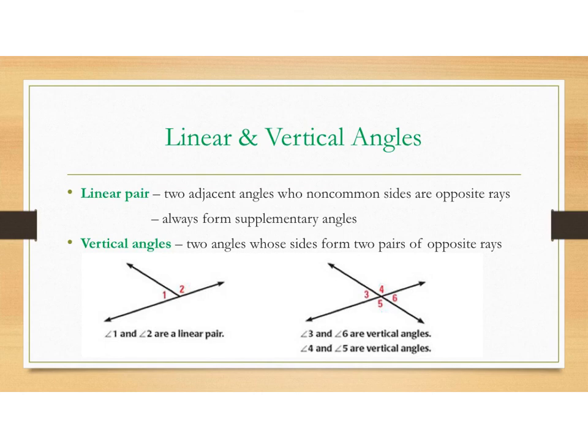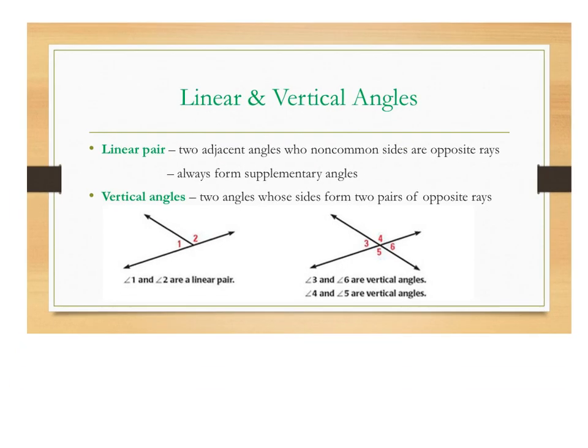Okay, so linear and vertical angles. We're going to use vertical angles and a linear pair a lot. And again, it's probably a nice standardized test topic that you'll see quite often. So a linear pair is two adjacent angles with no common side, whose non-common sides are opposite rays, and they're always going to form supplementary angles. Vertical angles are going to be two angles whose sides form two pairs of opposite rays. And I'm going to show you what these definitions mean.